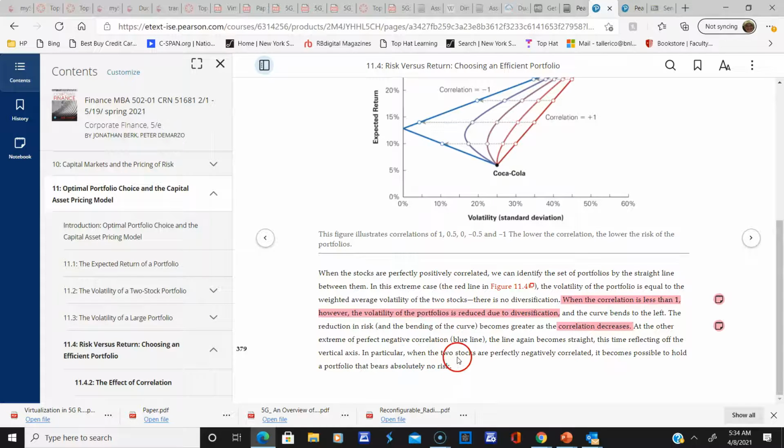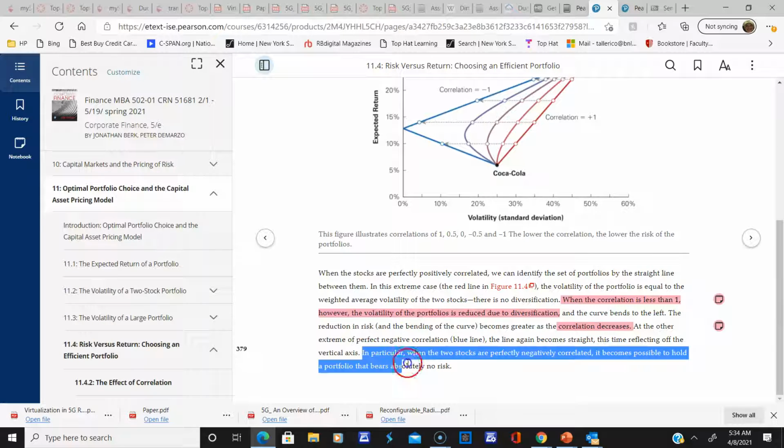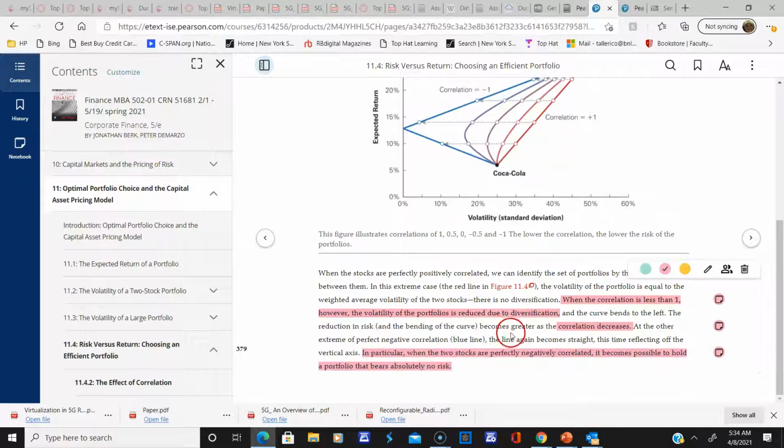In particular, when the two stocks are perfectly negatively correlated, it becomes possible to hold a portfolio that bears absolutely no risk. In real life, this doesn't happen, all right? So I just want to make that point. There's always going to be risk. Maybe minimal, maybe you're minimizing it, but there'll always be risk.